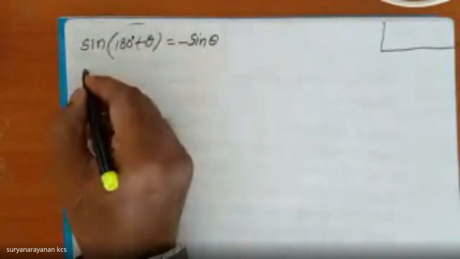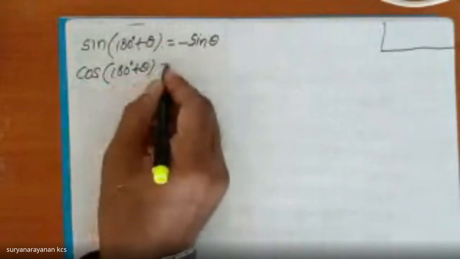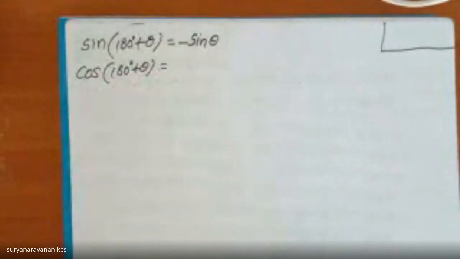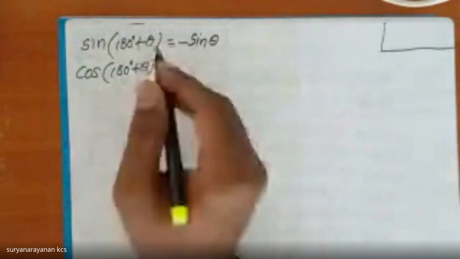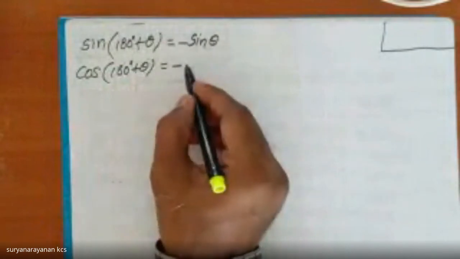Please remember this point. Cos 180 degrees plus theta. Tell me, cos 180 degrees plus theta. Very good, Percy. Very good, Amma. Minus cos theta.